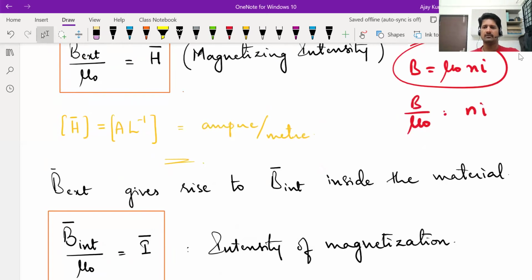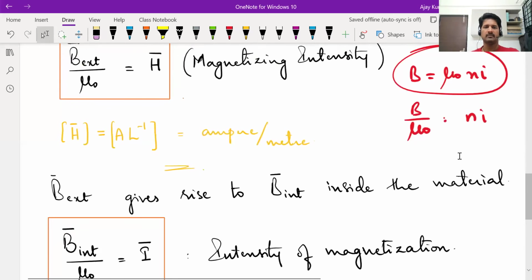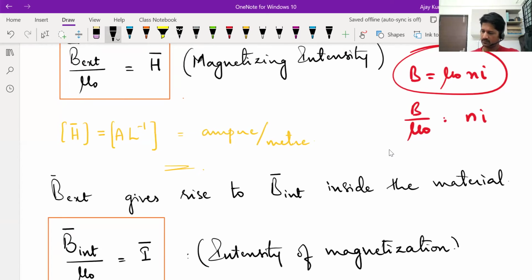Are the definitions clear to all of you? Did you understand the difference between magnetizing intensity and intensity of magnetization? If you have any doubt, you can ask.